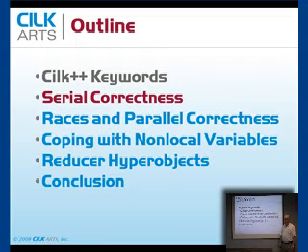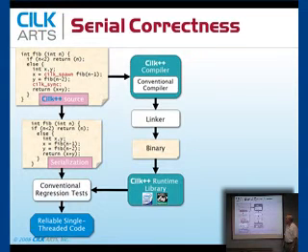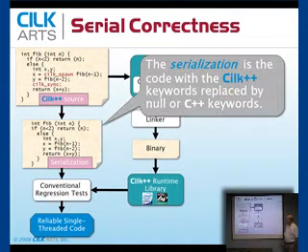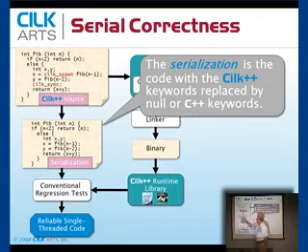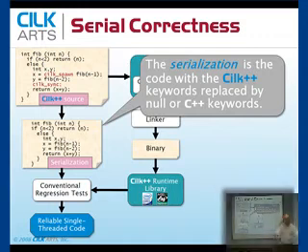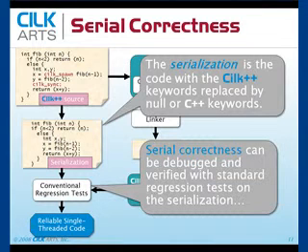So now let's talk a little bit about what it means for something to be serially correct. Serial correctness has to do with the notion of serialization. The serialization is the C++ code with the Cilk++ keywords replaced by null. In particular, in this case, we have a spawn and a Cilk that are nulled out to produce this code. In the case of Cilk for, you simply #define it to be for.